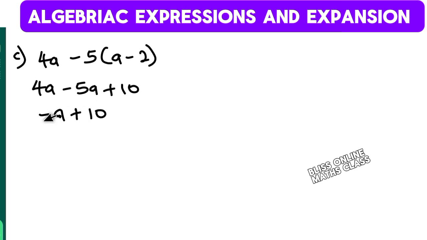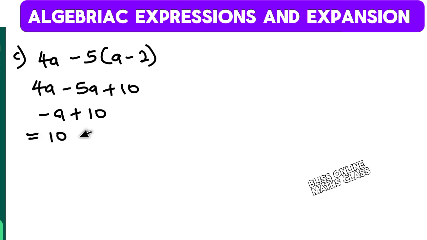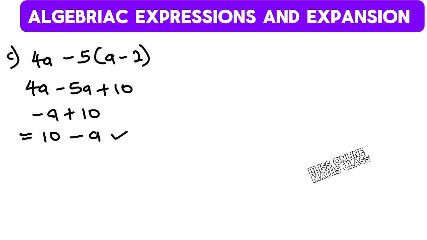So since we have a negative term at the front, we are going to turn it. Remember I told you we have to change it. This will now be equal to 10 minus a. And that's our answer. And lastly, let's look at the final example for this section.